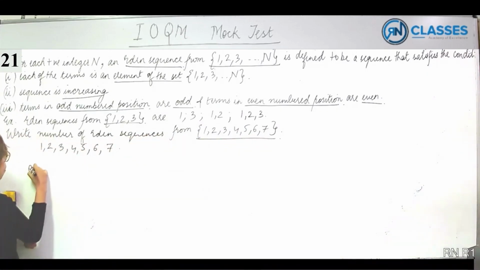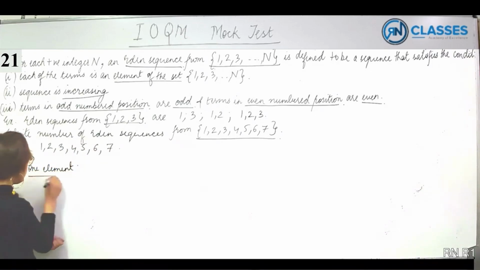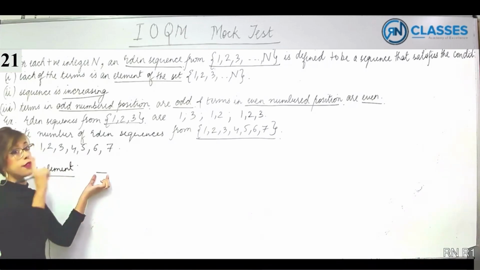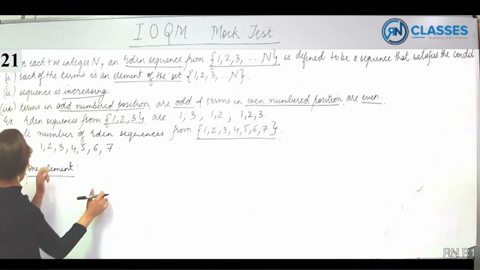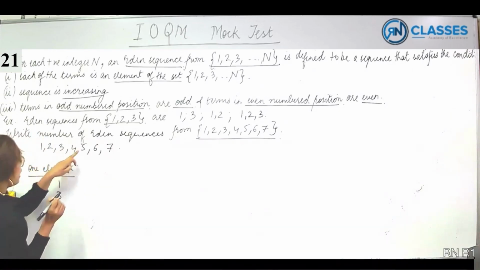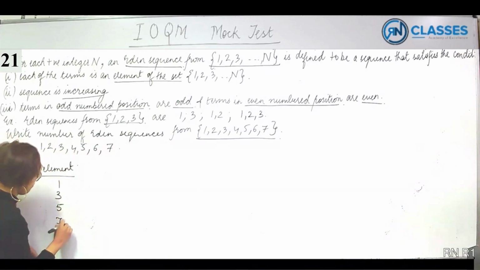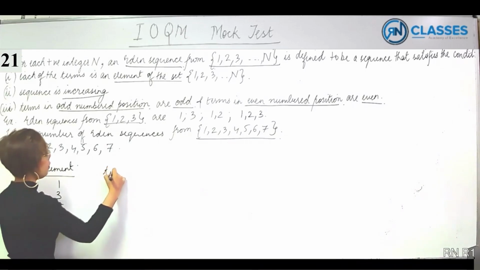So first case is one element sequence. Obviously one element, so one place, and this is the first place itself, so that means only an odd number will come. So I can have 1, then 2 I cannot have, I can have 3, then 5, then 7. Done? Exhausted. One element sequence is done. Two element sequences.